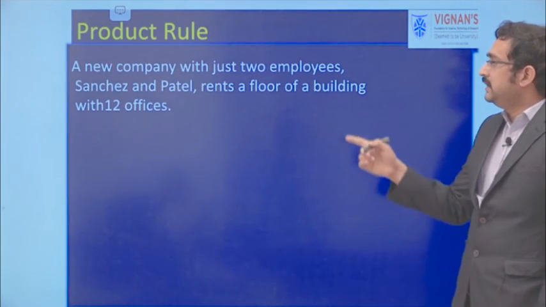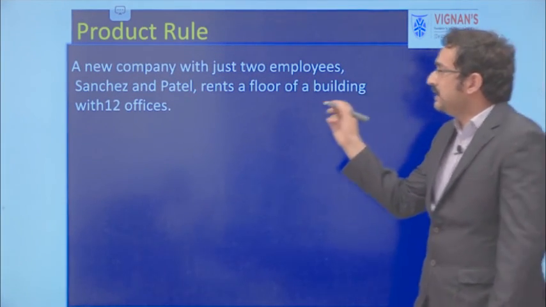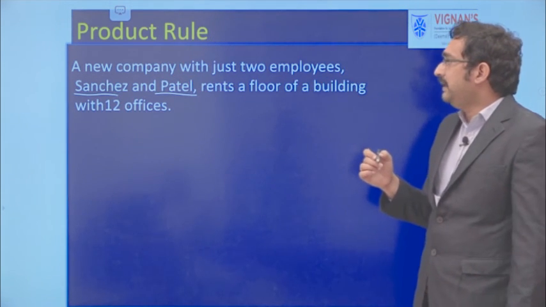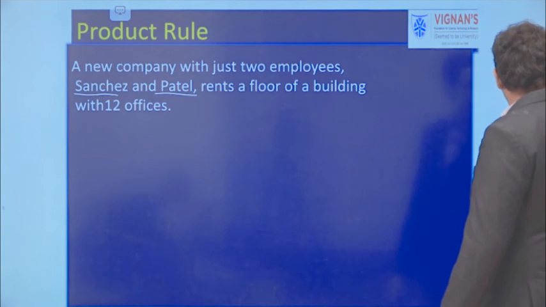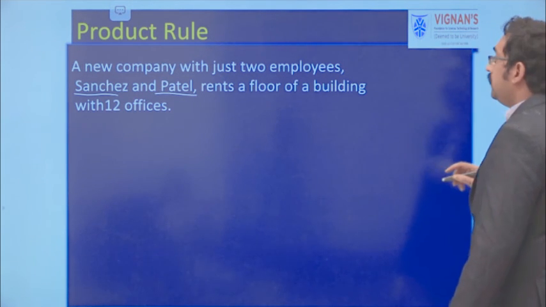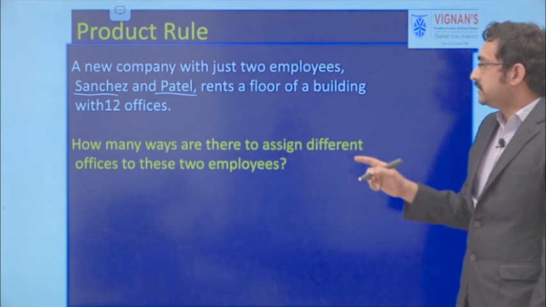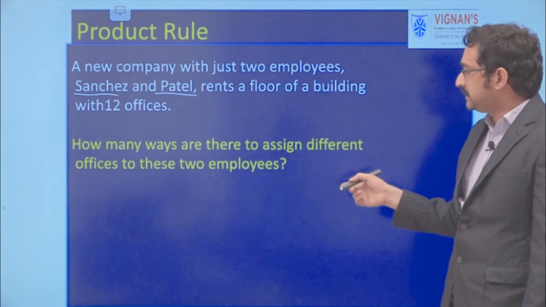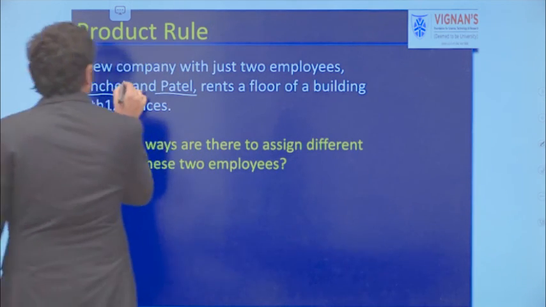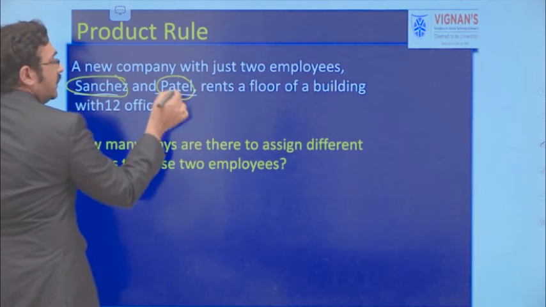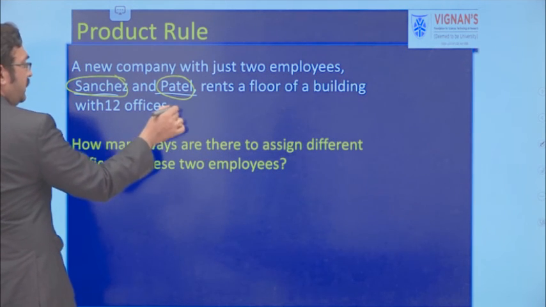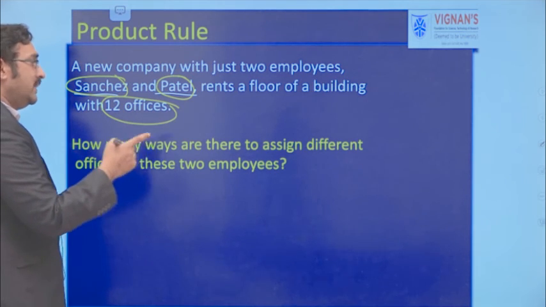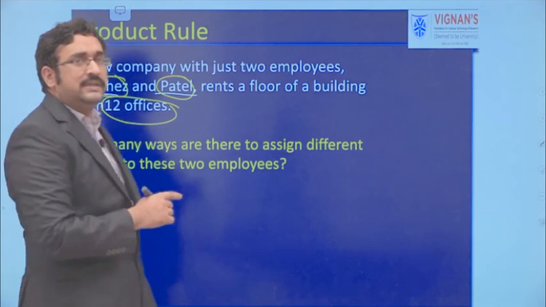Next, one more example. A new company with just 2 employees, Sanchez and Patel, rents a floor of a building with 12 offices. How many ways are there to assign different offices to these 2 employees? So here we have 2 employees, Sanchez and Patel, and a floor of a building with 12 offices. What you have to compute is how many ways there are to assign different offices to these two employees.